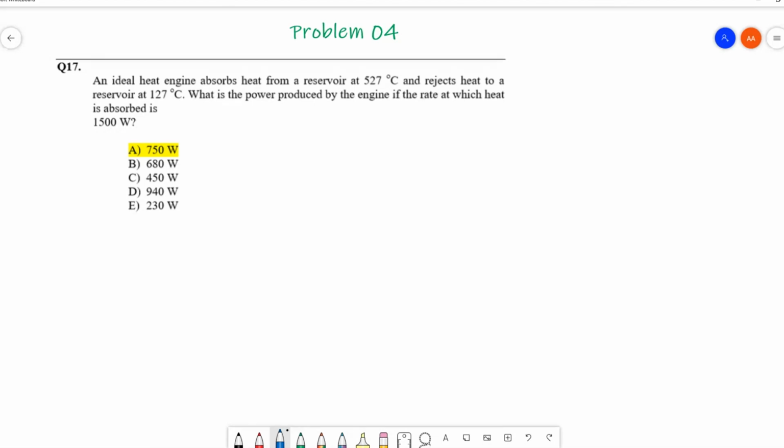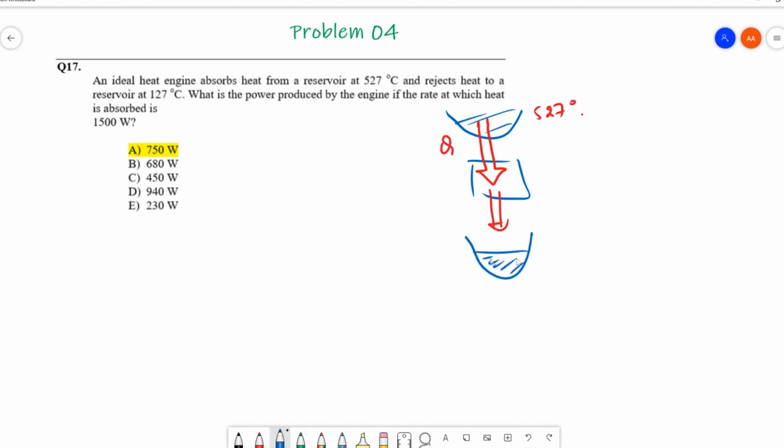So here we have an engine, a heat engine, which absorbs from a reservoir. We have here, let's say, a reservoir, and it is absorbing heat. It absorbs heat, and this one is at 5 to 7 degrees. Okay. And it rejects this to another reservoir.